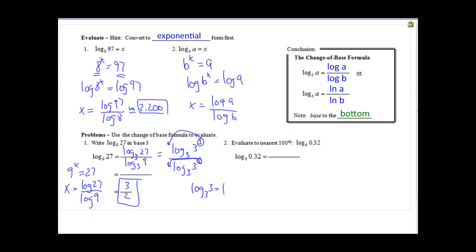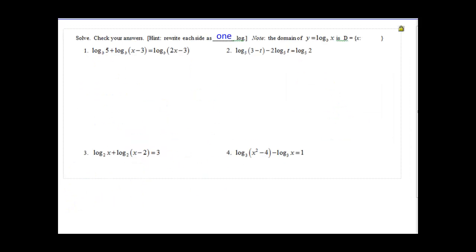If we're going to evaluate this one with our calculator, we need to change the base. We know the base is 6, so log 6 on the bottom, log 0.32 on top. Log 0.32 divided by log of 6 gives us approximately negative 0.636.